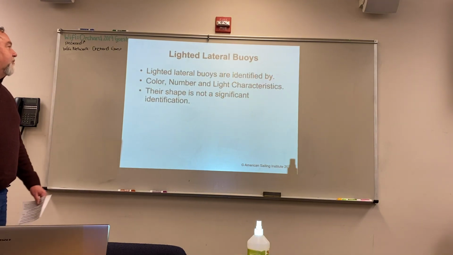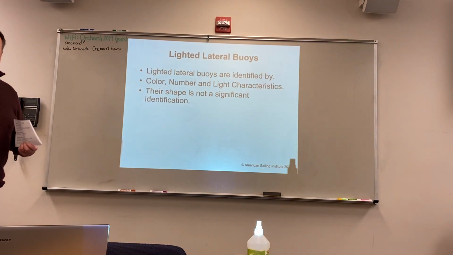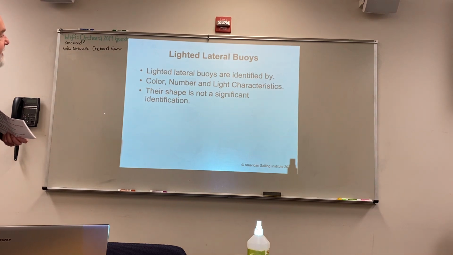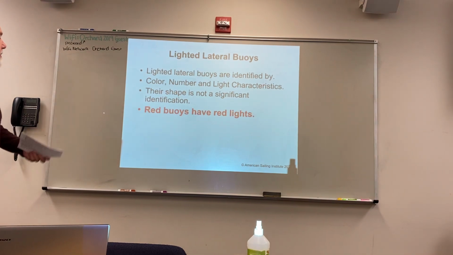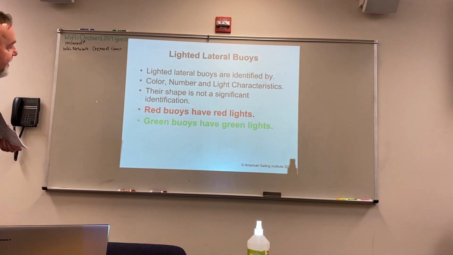So as I said, there's lighted lateral buoys. They're identified by a number of characteristics. They're going to be color, a number. If they are lighted, they're going to have to show light characteristics. We'll talk about that convention a little bit in detail. The actual shape, like we said, isn't significant. If it's a lighted lateral buoy, it could be a buoy, it could be a light itself, it could be something else. So the shape is not really the most important thing. But the red buoys always have red lights, and you guessed it, the green buoys always have green lights.